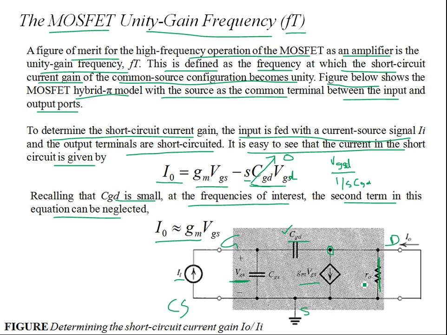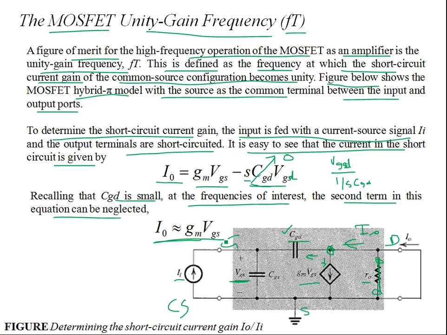Even if you consider R naught to be very large, you can consider that to be an open circuit. Then it's very easy to see: if you consider that as an open circuit, then I naught is basically at this point. If I naught is equal to gm VGS minus the current that flows over here as well, that is VGD over 1 over sCGD, and CGD is small. Just ignore the second term, and you're left with I naught as gm VGS.